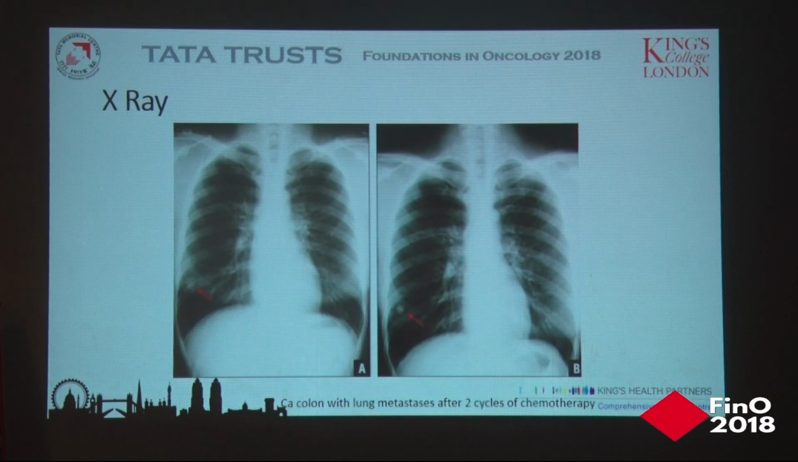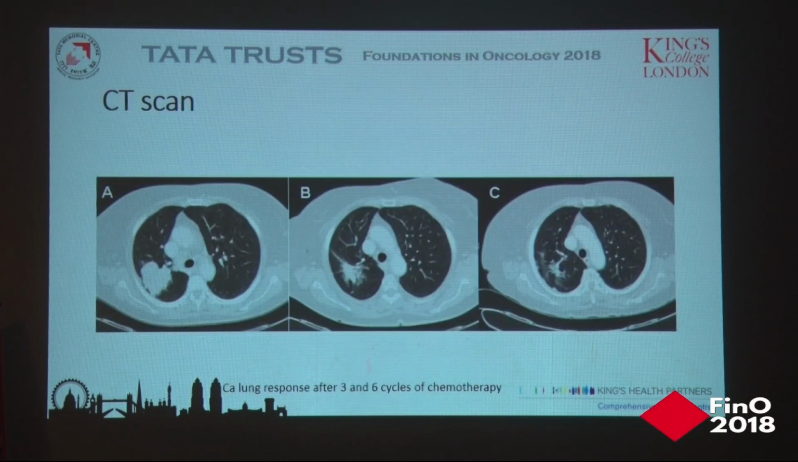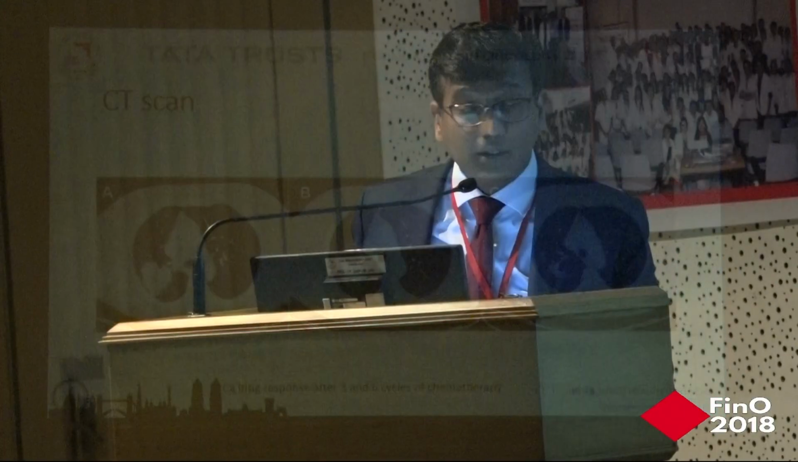Patient with colorectal cancer with lung mets at baseline and after 2 cycles of chemotherapy. Reduction in response. But often we don't use chest x-rays that often. We use CT scans because sometimes you don't see all the lesions on an x-ray. Use of CT scan to assess response to treatment. A patient with lung cancer, scan at baseline, after 3 cycles of chemotherapy and at the end of 6 cycles of chemotherapy. So you can see how the tumor is shrinking. And CT scan is the commonest modality used to assess response to treatment.